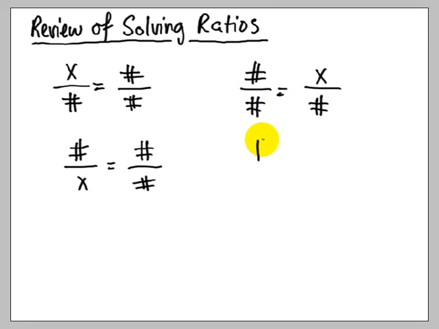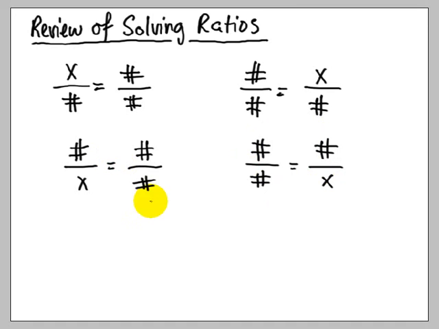And finally, the last scenario that we looked at was a number over a number equals a number over x. Our two crosses are here and here. This is the cross with both numbers, right? So let's look at that one first, and we multiply those two, get an answer, and then divide by this number, and that's going to be the value for x.